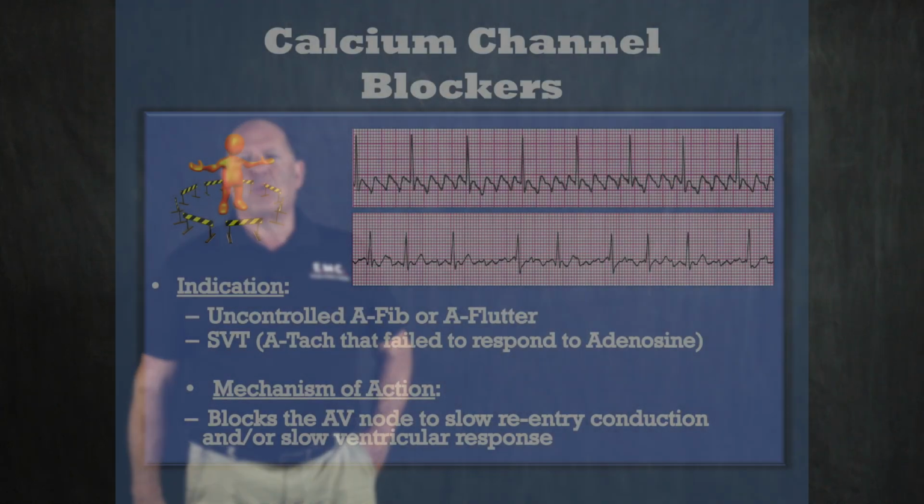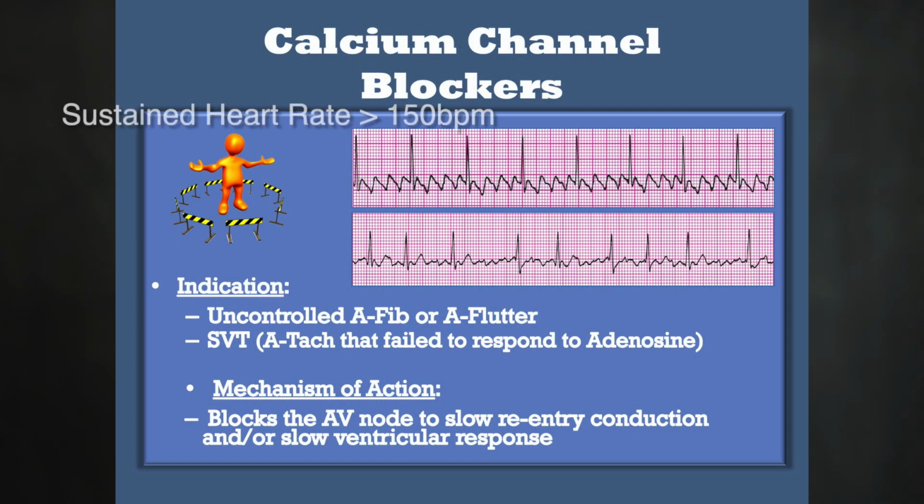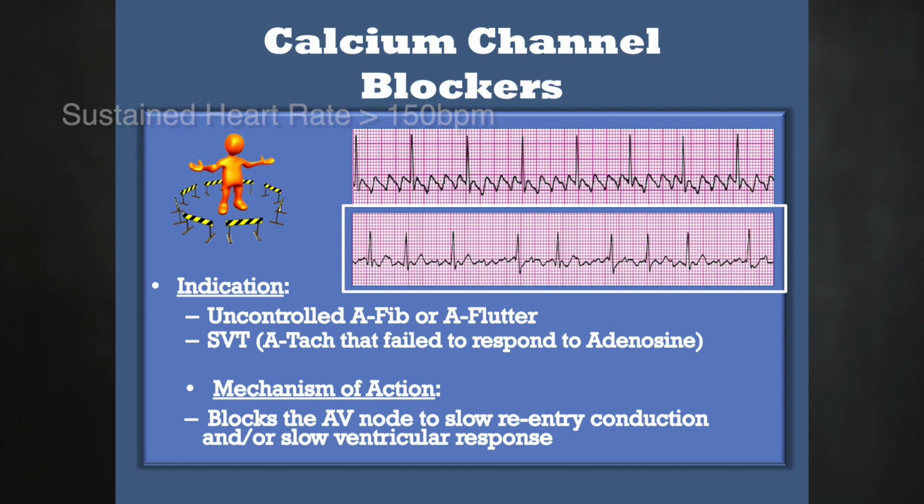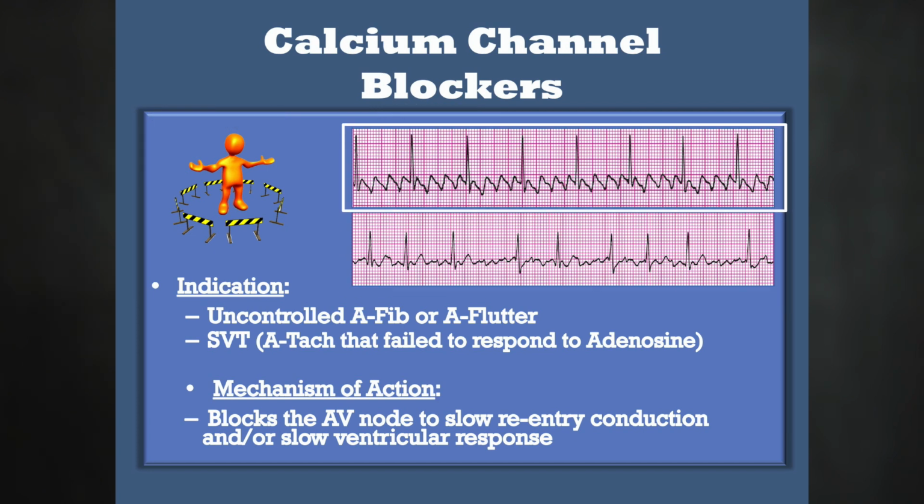If the patient has one of these two arrhythmias that's at 150 or greater sustained, that would be either atrial fibrillation or atrial flutter. Adenosine just doesn't work. So we need to use a calcium channel blocker as recommended by the guidelines, or even a beta blocker at the physician's discretion. So what we're trying to do really is slow the heart rate down and then allow the cardiology folks to determine what to do with them long term after that.